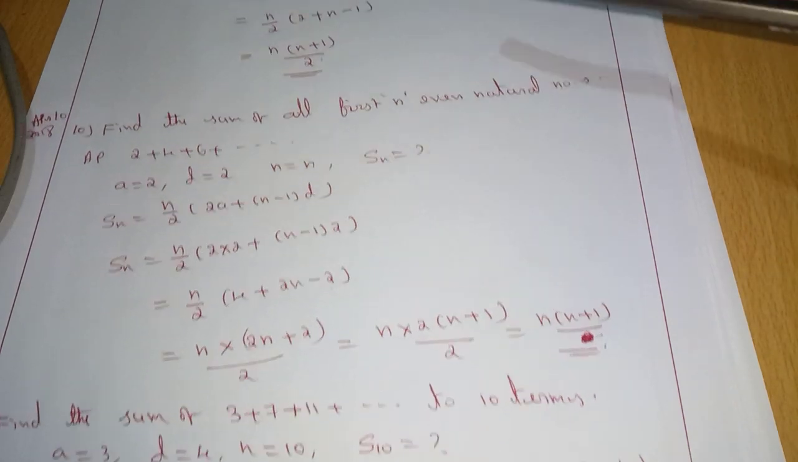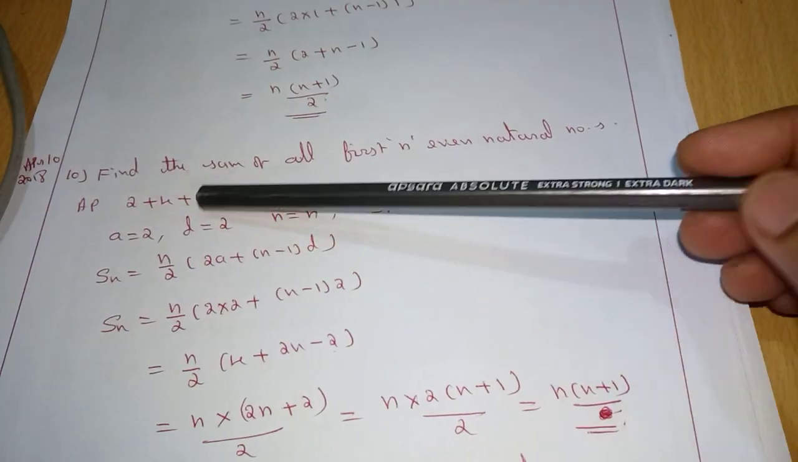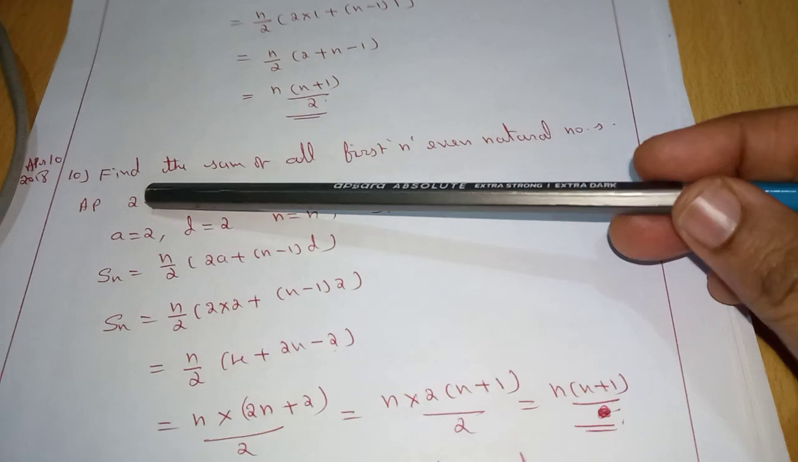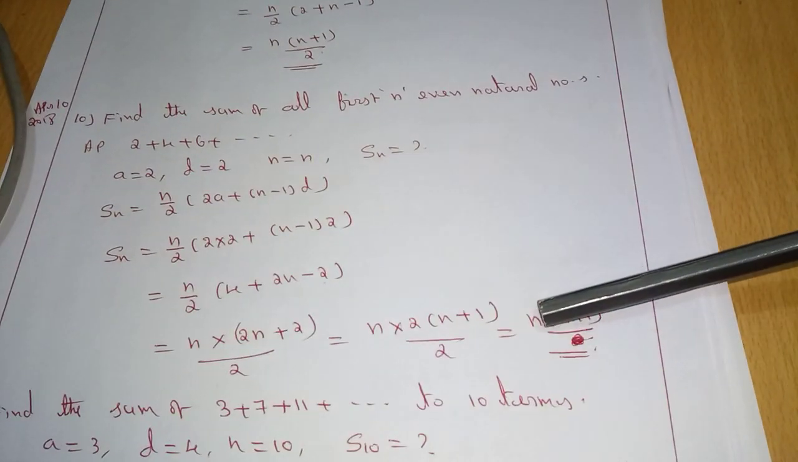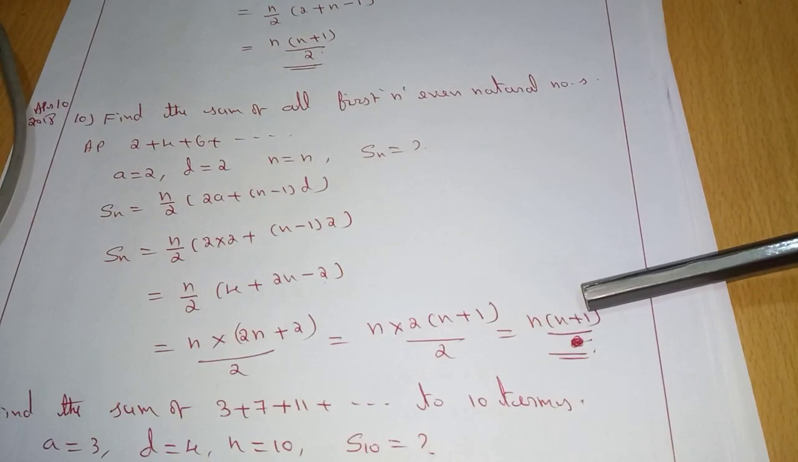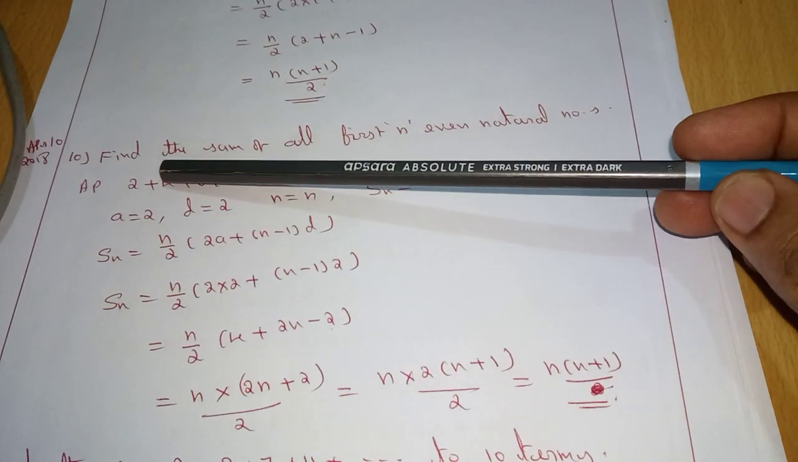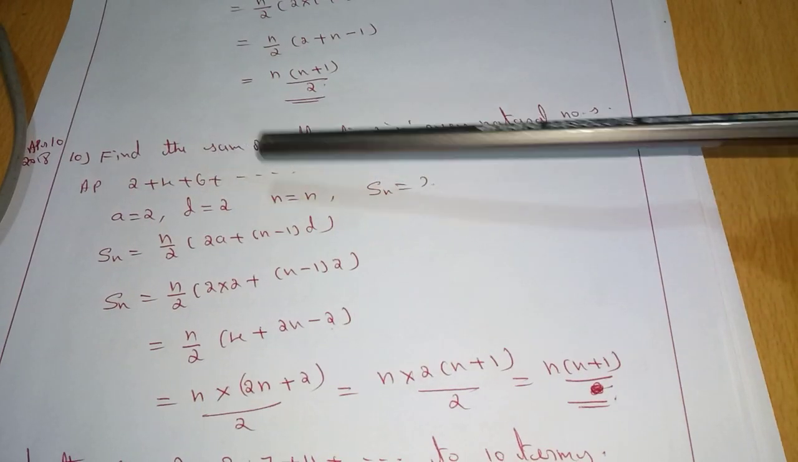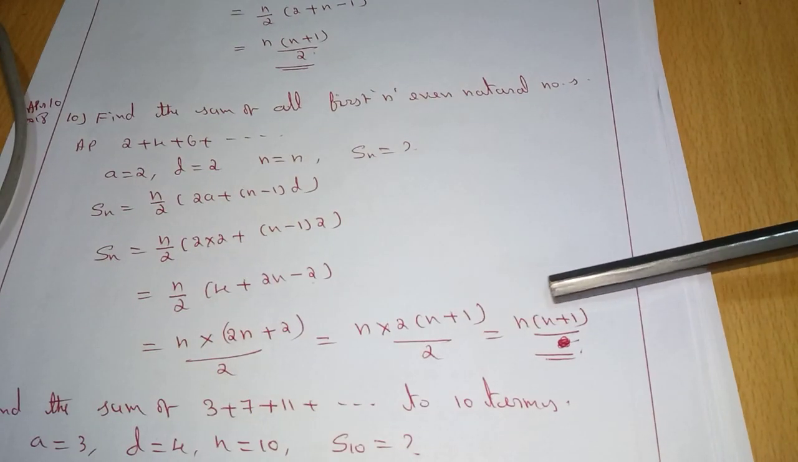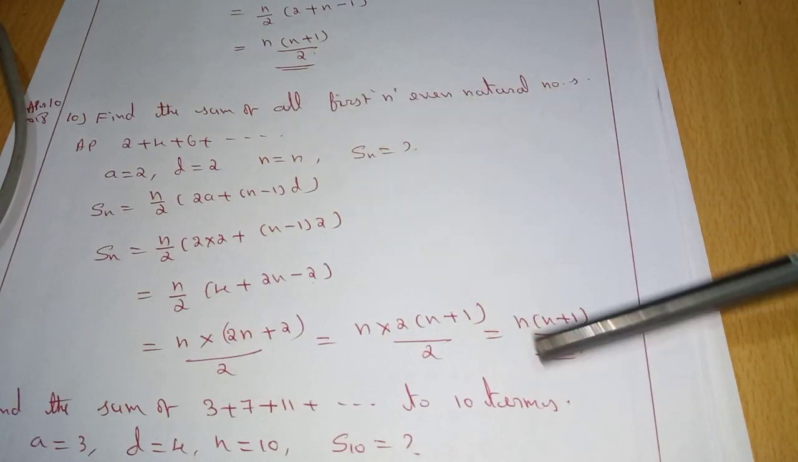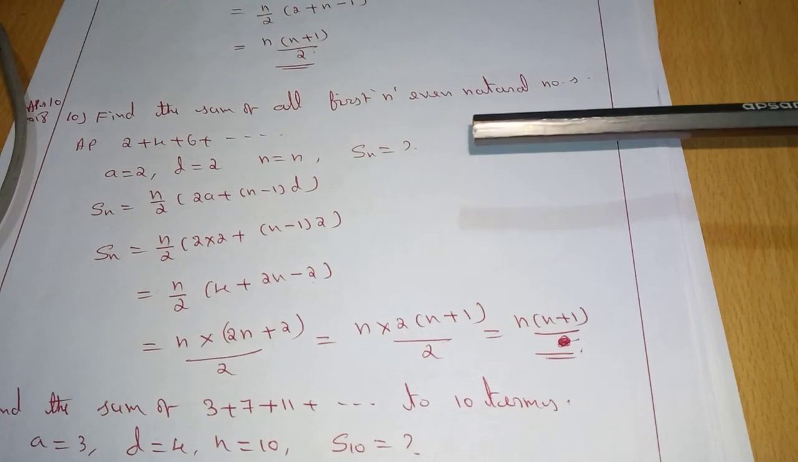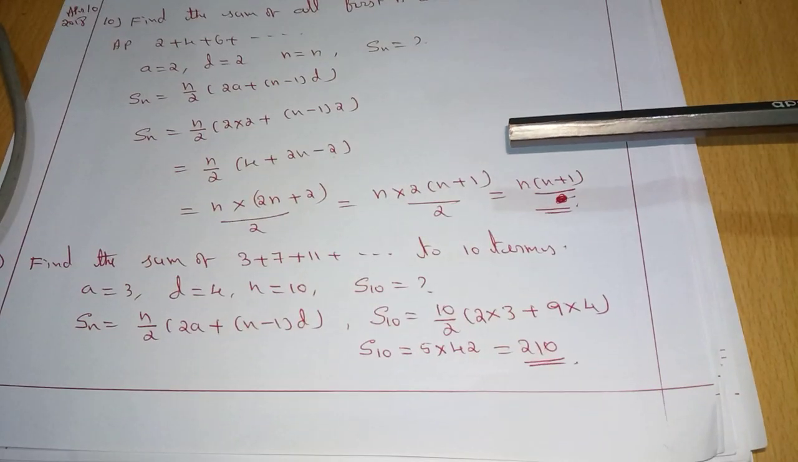Here also we can verify. We will add the first 2: 2 plus 4, how much? 6. Now how many terms? 2 terms. 2 into 3, 6. We will add 3 terms: 2 plus 4, 6. 6 plus 6, 12. How many terms? 3. 3 into 4, 12. Both answers are the same. Move on to the next question.